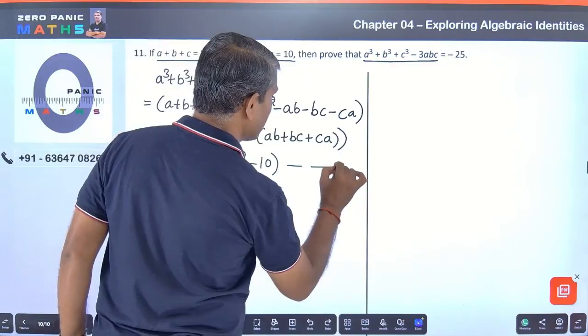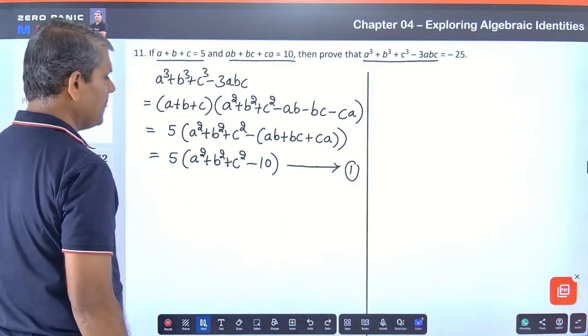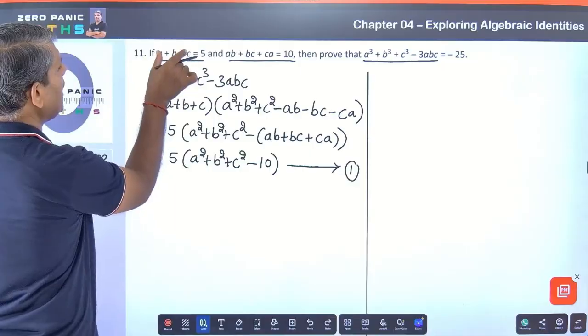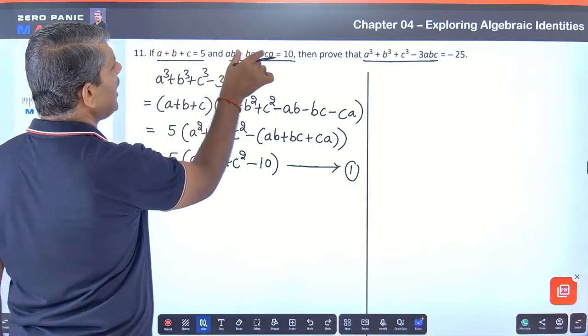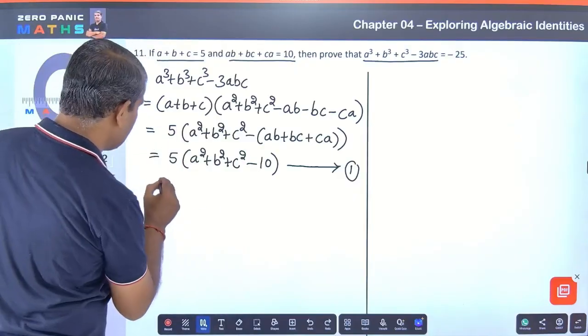So let us write this as equation 1 and keep it as it is, and start with another identity to get this value, provided the values of a plus b plus c and this one. Okay, let us be concentrated here.